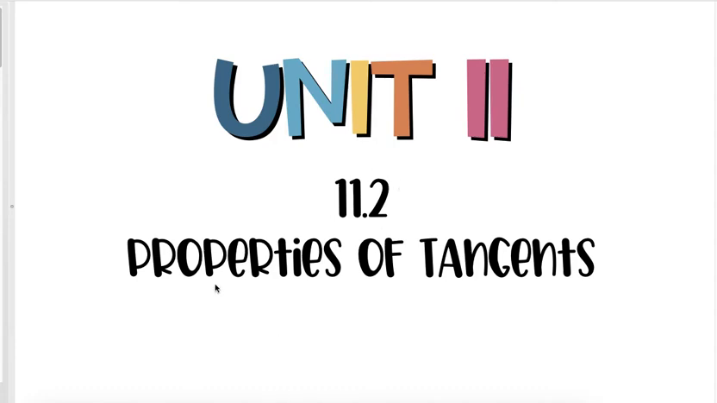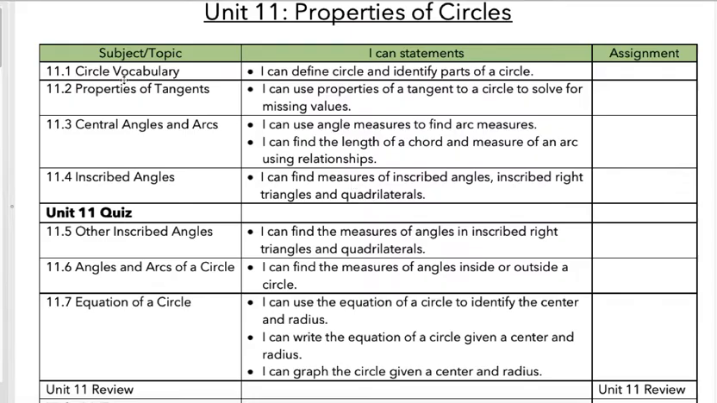Section 11.2, properties of tangents. So we reviewed all this vocabulary yesterday. We talked about some old previous ones like circle, center, radius, diameter, and we also introduced some new vocabulary: tangent, secant, point of tangency, chord.